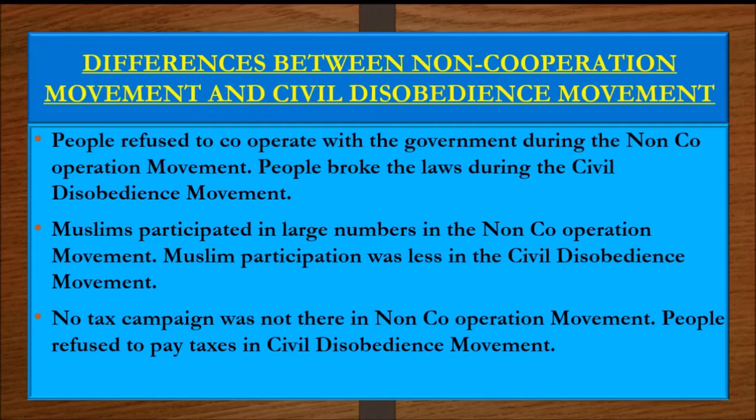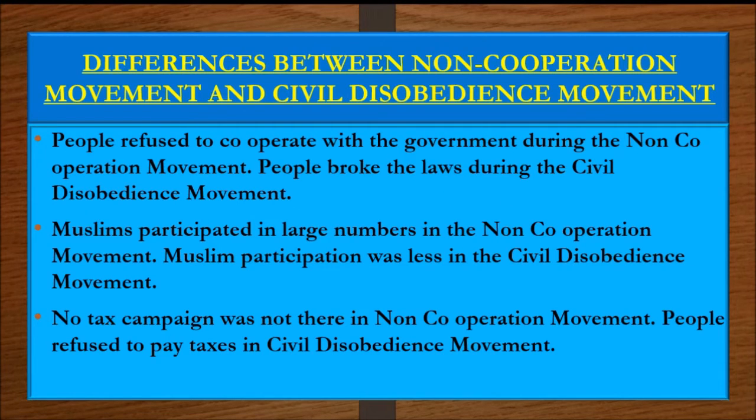Now Gandhiji again launched the civil disobedience movement, and it continued for about a year. For one year he continued this movement, but it lost its strength. Why? Muslim participation was very less in the civil disobedience movement. So whatever the reasons behind the decline of the movement, to understand what led people to participate in it, we first need to know the different social groups which participated in it.